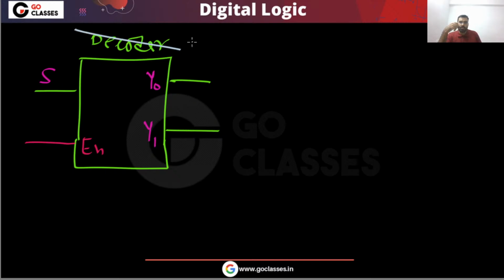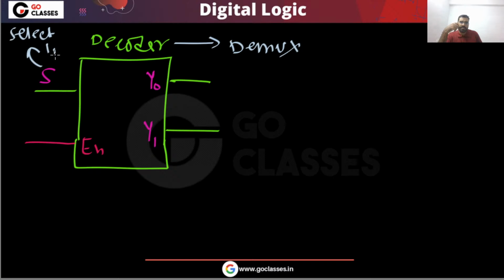From the decoder, I want to create a demultiplexer. Then what can I do? I can use this as the select line. These will be my outputs. So automatically this will work as the data input.